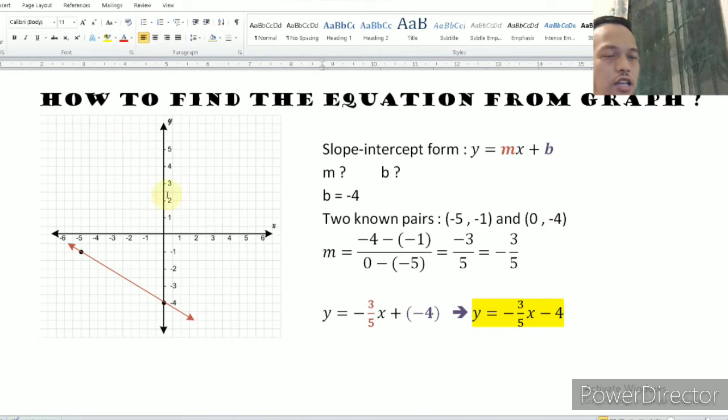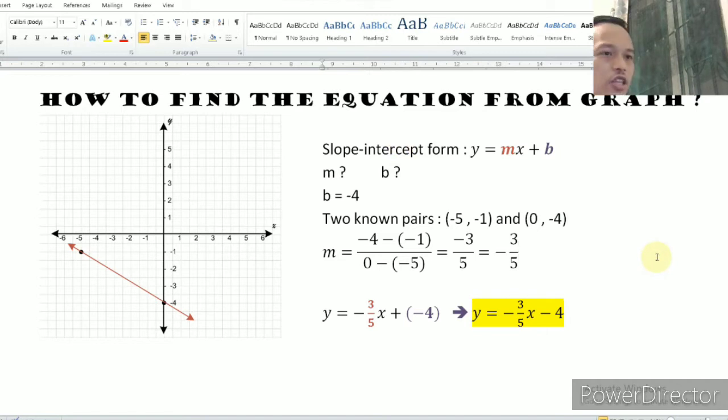So as long as the y-intercept is clearly visible, or you really know what its value is, you can use the slope-intercept form. But if you don't know the exact value, do not approximate and do not force yourself to use this form. We can use other forms.